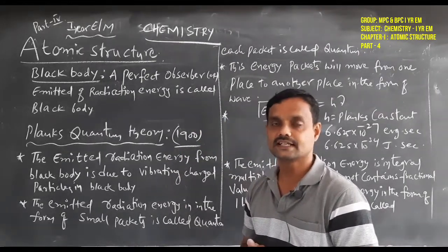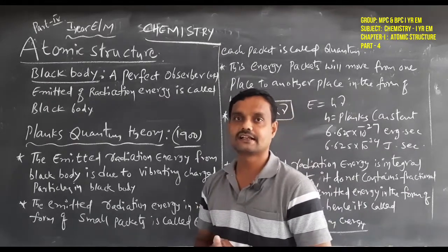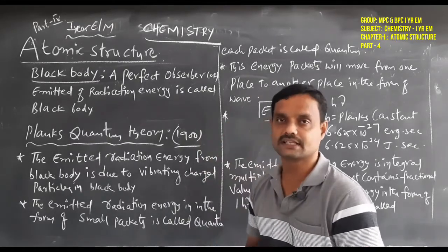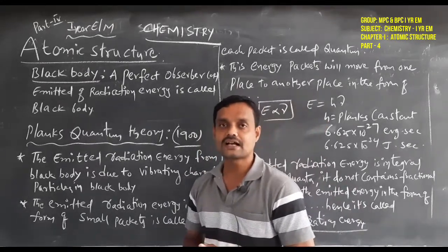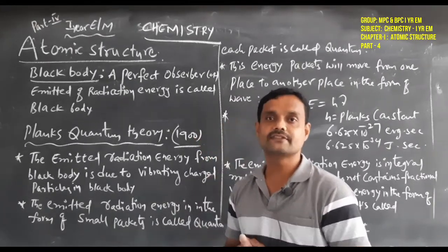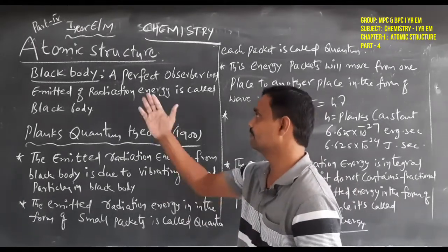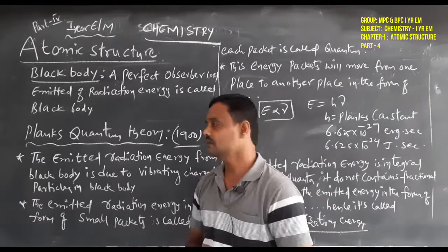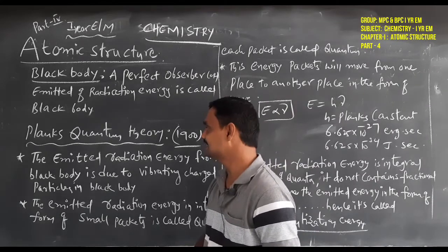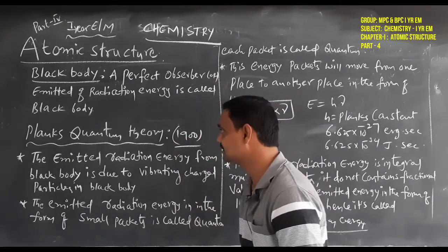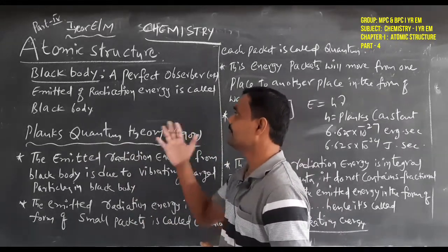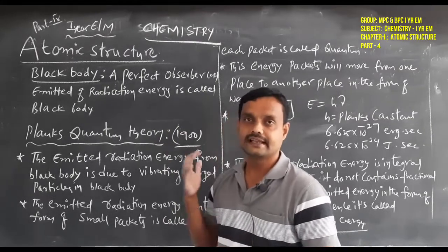So why does this black body material behave like this? It can be explained based on Planck's quantum theory. What is that? Planck's quantum theory was introduced to explain the behavior of the black material, nothing but the black body. The scientist Max Planck, in the year 1900, introduced this Planck's quantum theory to explain the black body behavior, the black body nature.